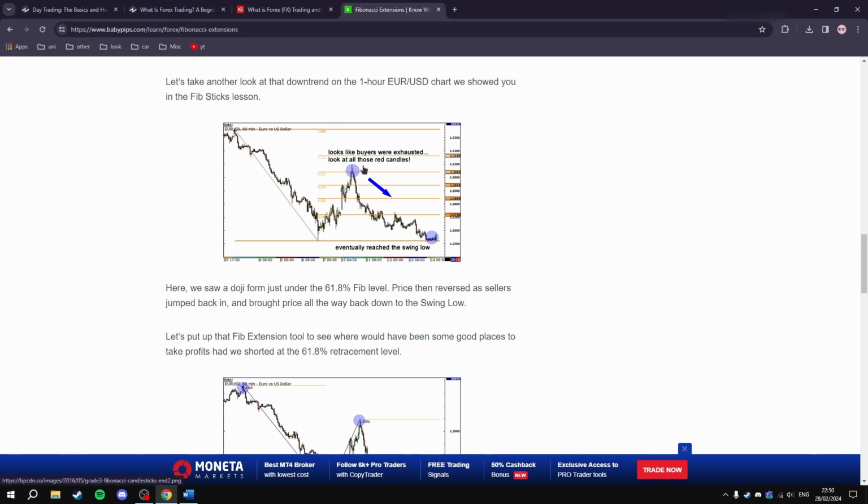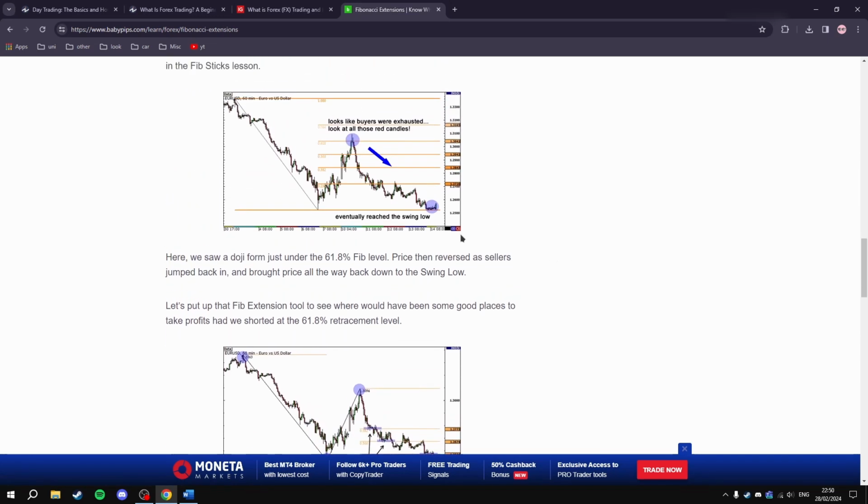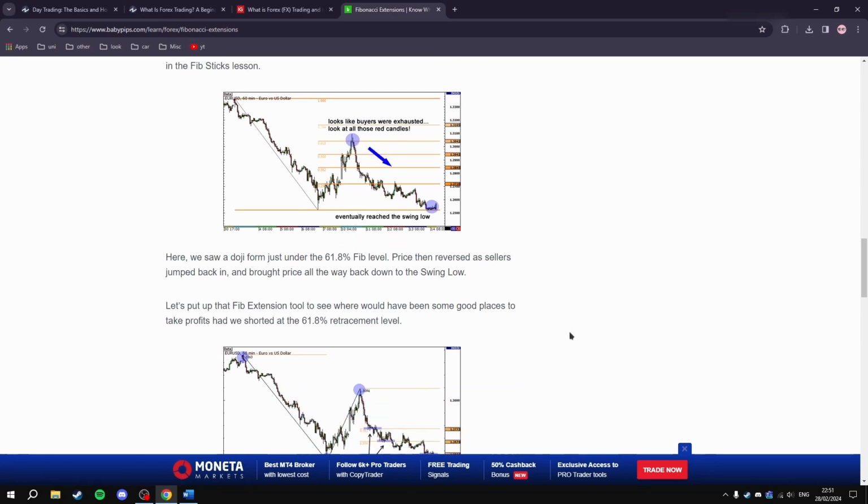Looks like buyers were exhausted. Look at those red candles. Yep, the downtrend is then going down. So this is the 500 pip profit one, I think. Here we saw a doji form just under the 61.8% fib level. Where's 61.8%? That one here. It's that doji there, isn't it?